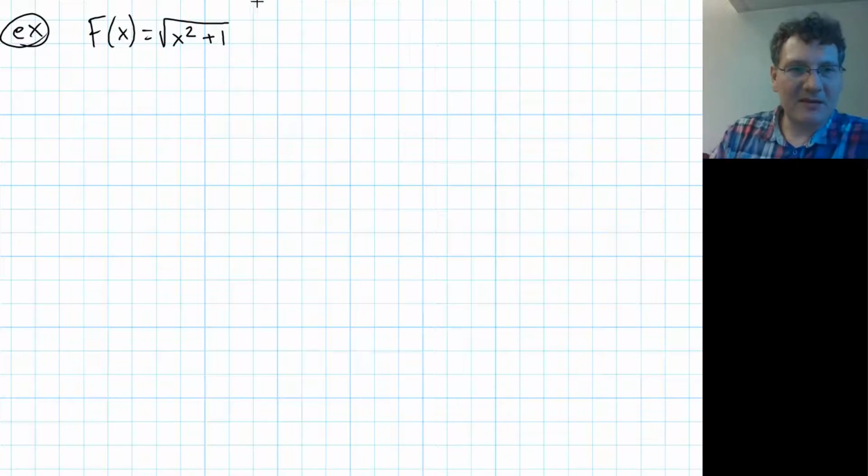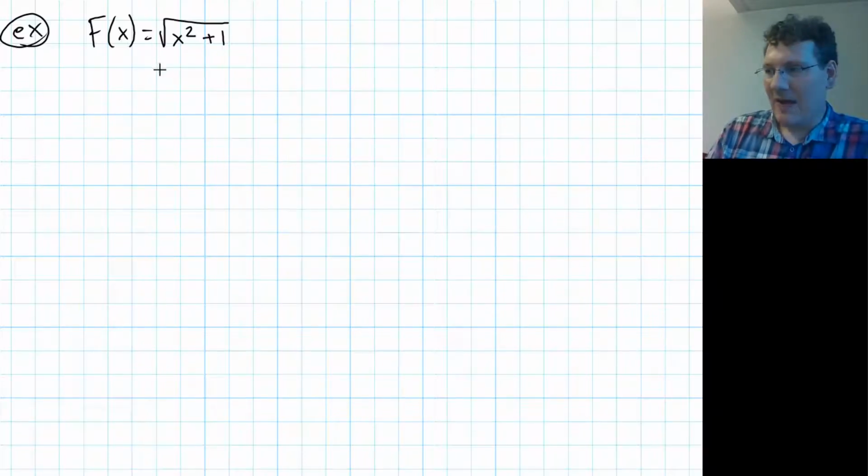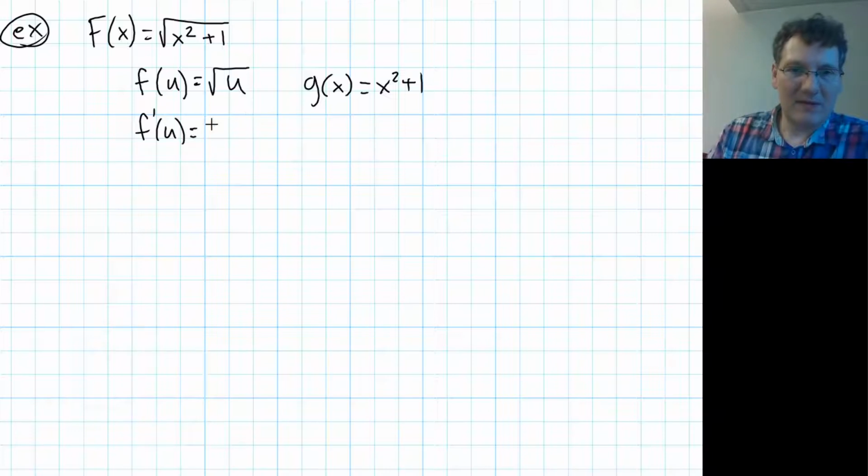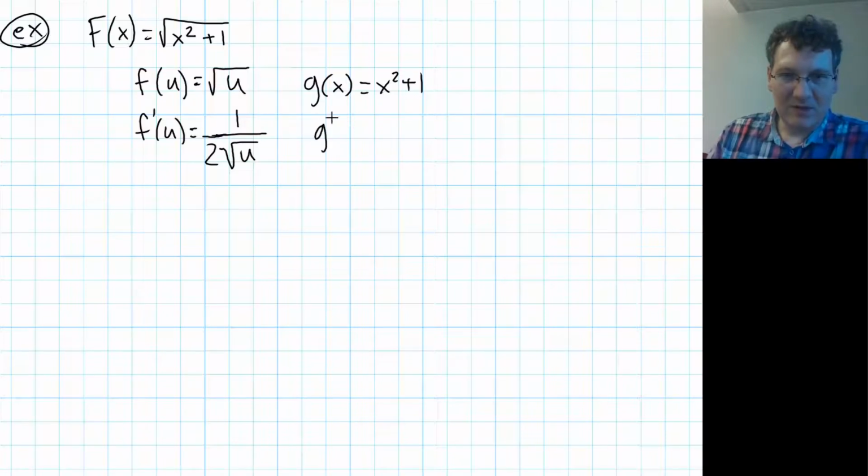All right, let's take f of x as the square root of x squared plus 1. If we were to write this in terms of f's and g's, we would say the function f of u is the square root of u, and g of x would be this inner function x squared plus 1. So f prime of u, well, that's going to be, as we've done before, 1 over 2 times the square root of u. We've done this a few times so I'm just jumping straight to the derivative. G prime of x is 2x.